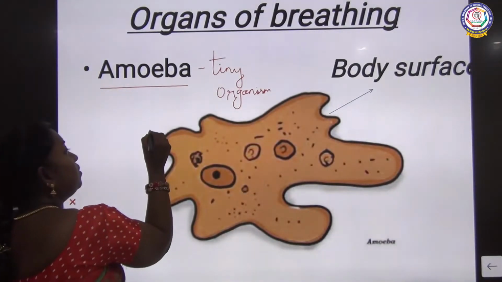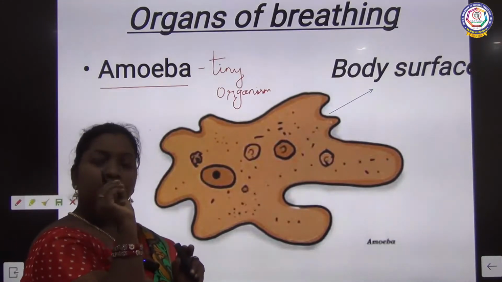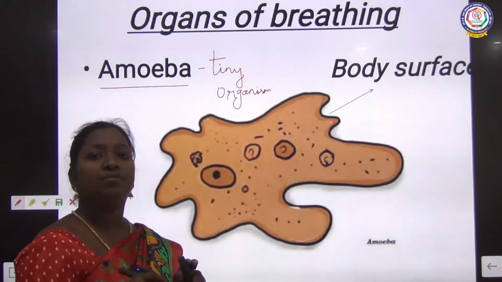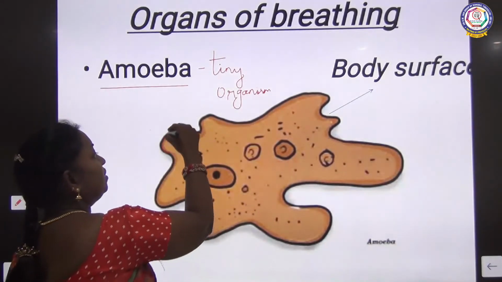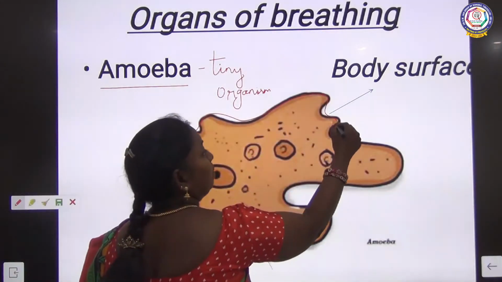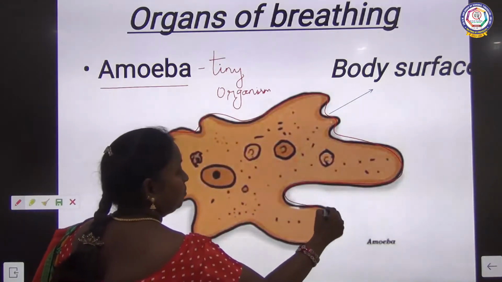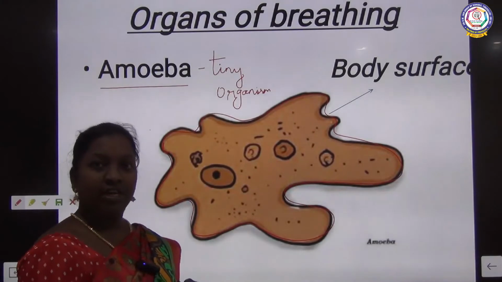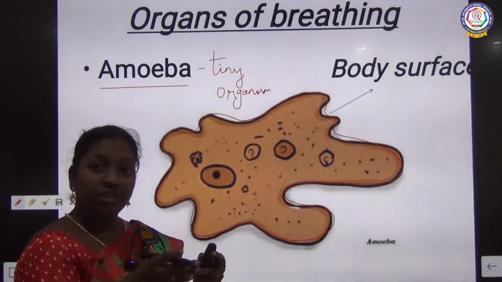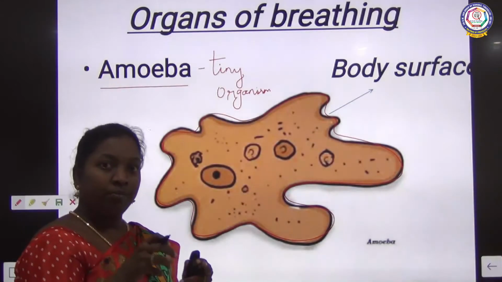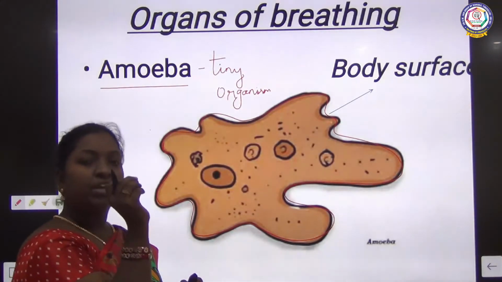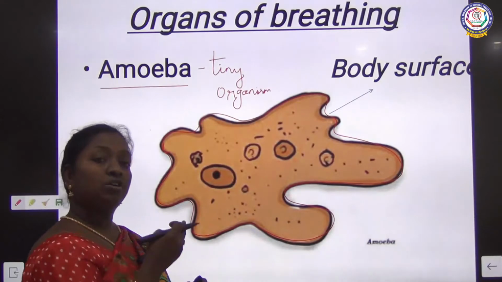Very small, minute, even like a mustard seed, that is the size it has. Through the microscope only can we see this structure of the amoeba. This structure we got through the microscopic view, but generally we cannot see it with the naked eye. It is such a tiny organism.